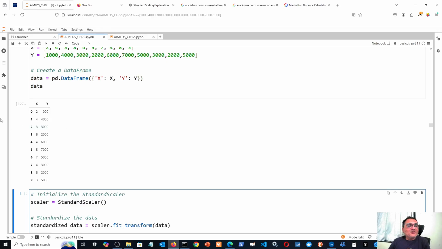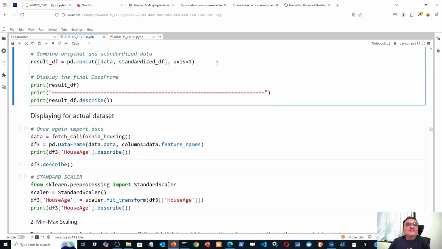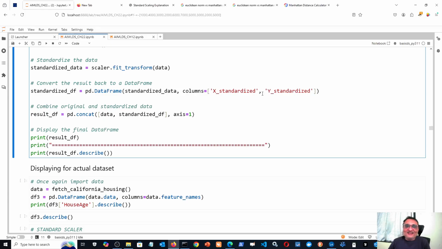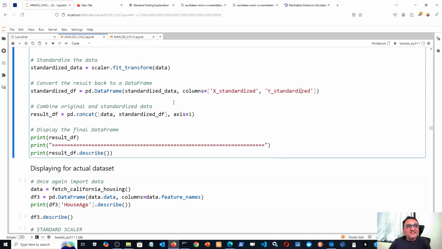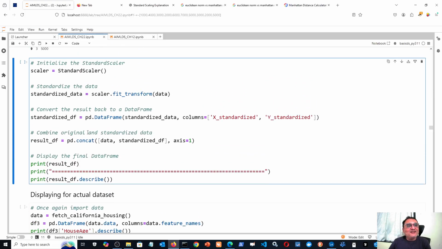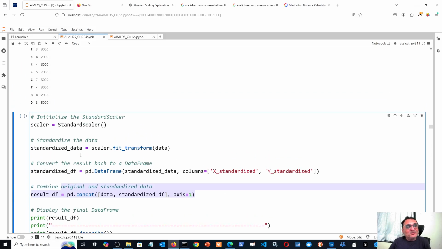So you have to convert it back to a standard data frame with the columns which you want to give. The original data frame had columns X and Y. So I want to give the new data frame the names X standardized and Y standardized. Or I can also give simple names like Z_X and Z_Y, the Z score, or Z value, of each observation, right? And then combine the original data and the standardized data so that I can compare them, for which I will use pd.concat.